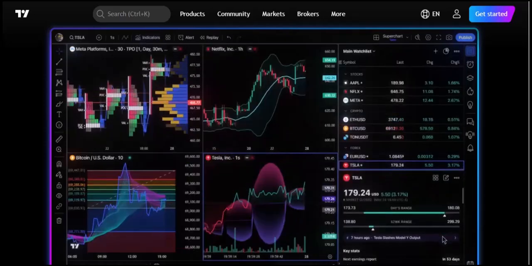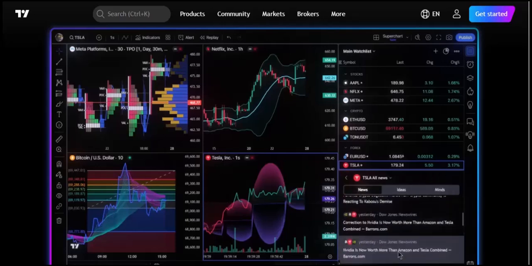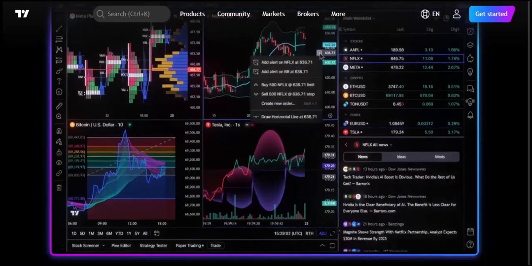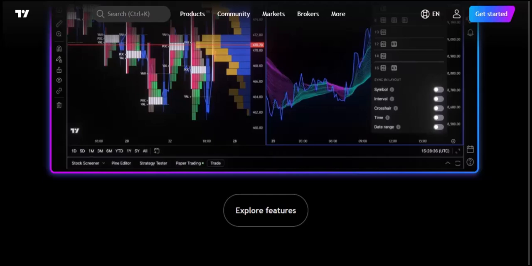Conversely, when the 50 period MA crosses below the 200 period MA, it's a bearish signal, a strong indication to sell. This is known as a death cross.